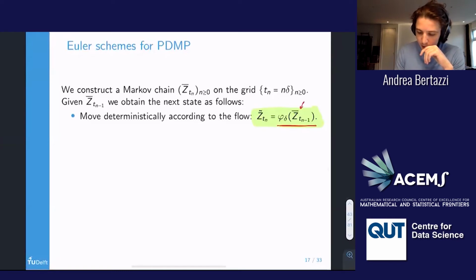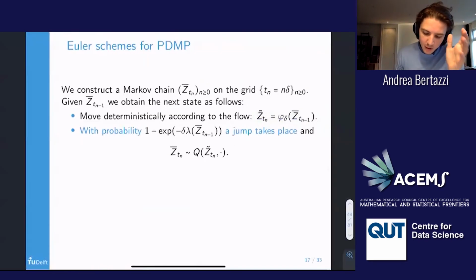So we're starting at the previous state of the process. We move for a time delta according to the deterministic part of the process, and this will give us this intermediate state. Then we have to compute whether, in the current time step, there is a random event or not.